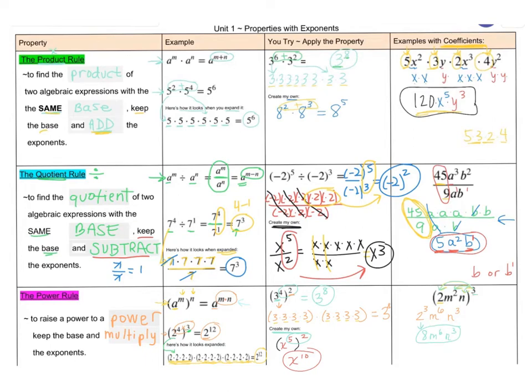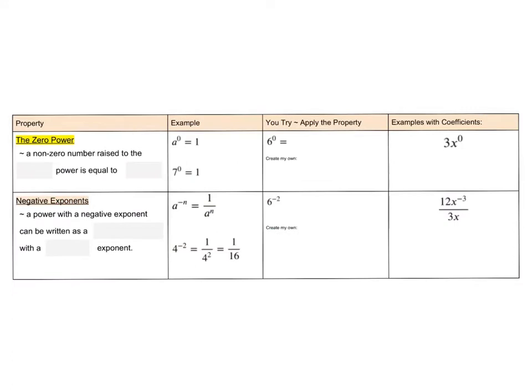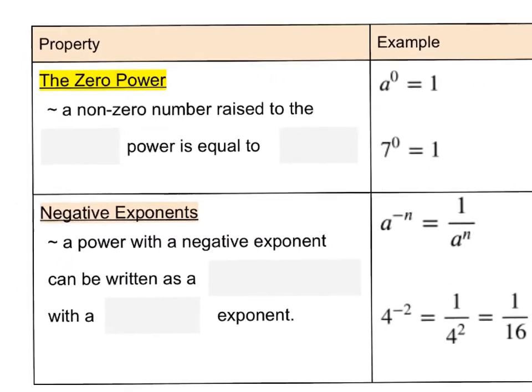Okay, we're ready to take a look at the last two exponent properties on our properties chart. So the front side should be all filled out with the product rule, the quotient rule, and the power rule. And now flipped back, we're going to talk about the zero power, when the exponent is zero, and negative exponents. So let's move into here.